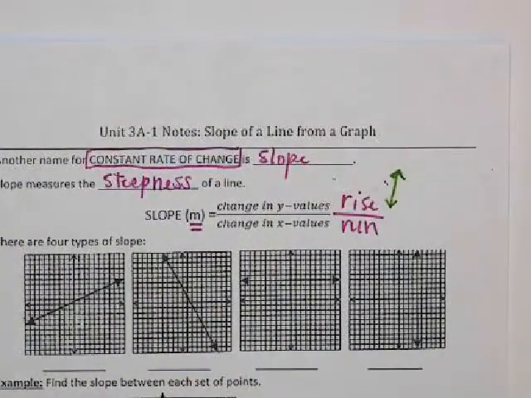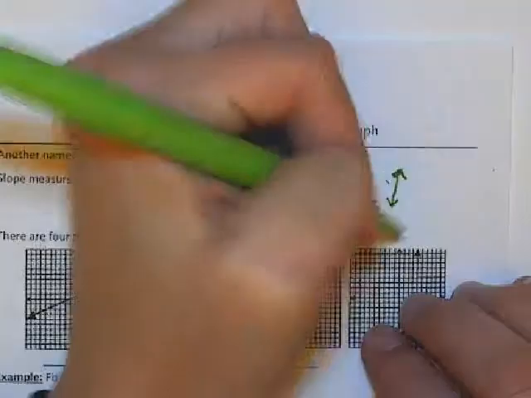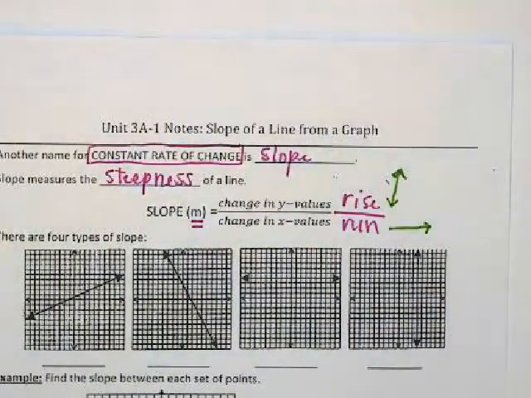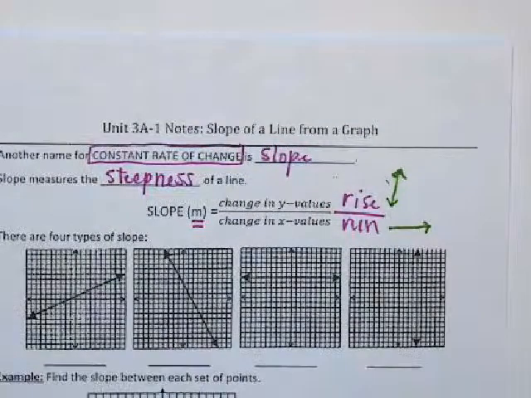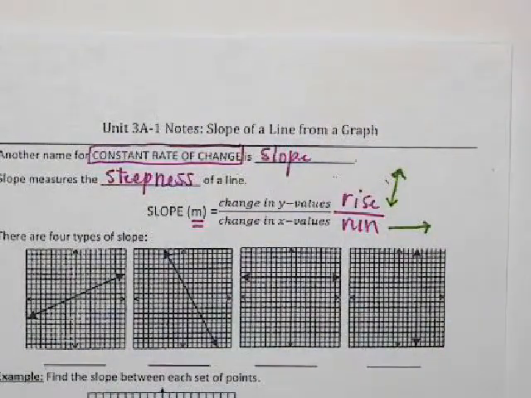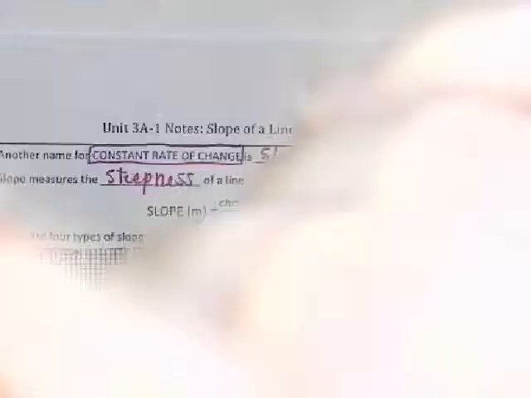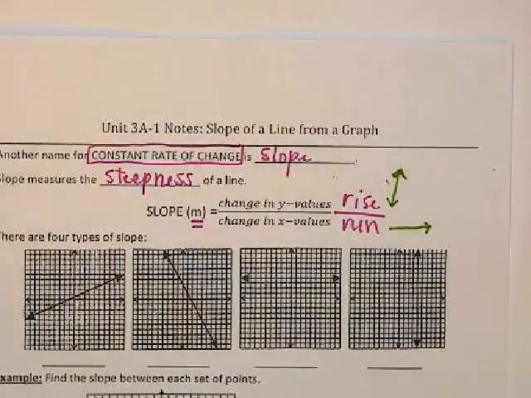Then run. We always run to the right. I'm going to say that again: you always run to the right. What does rise start with? R. What does run start with? R. What does right start with? R. We always run to the right.